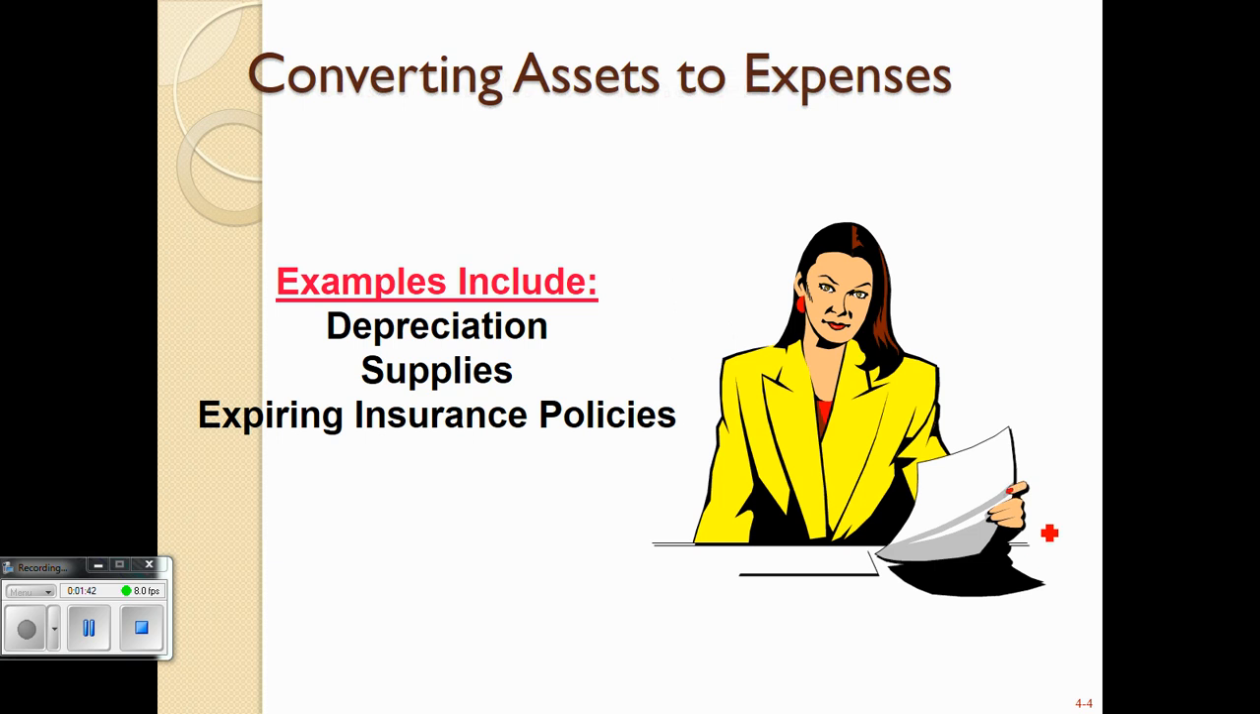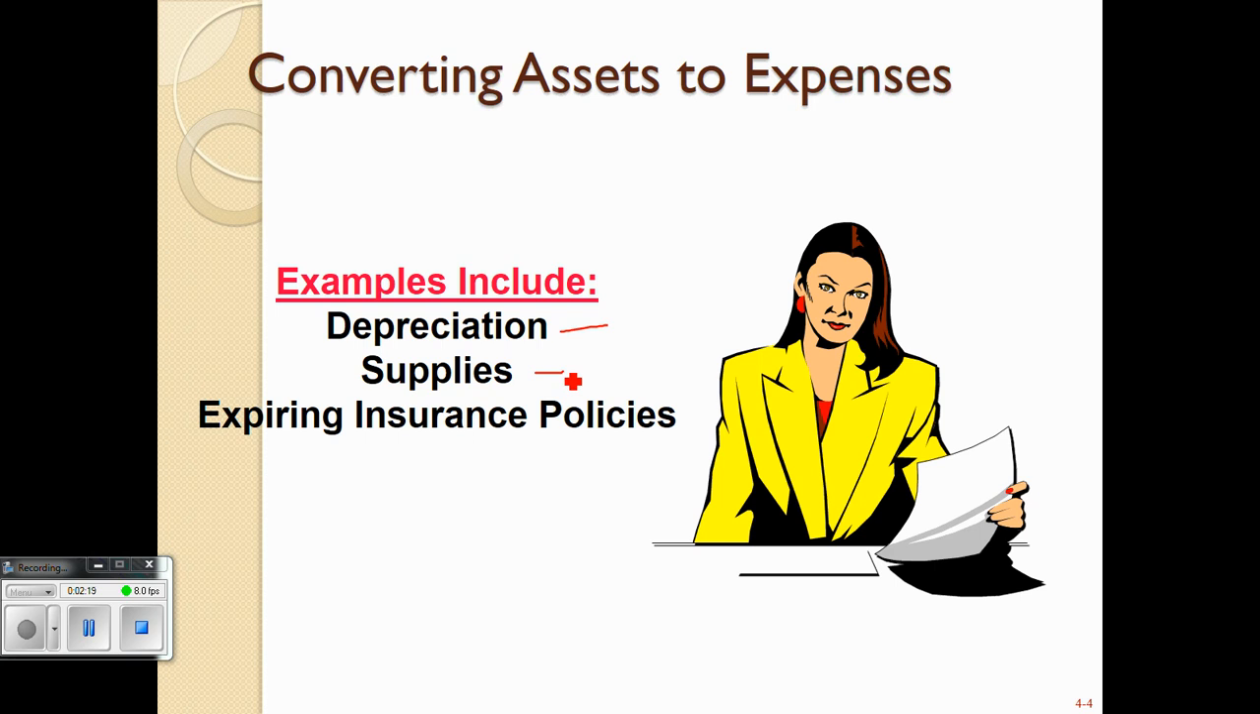So the first example of where we use adjusting entries is to convert an asset to an expense. The ones where it gets included are depreciation. What happens with depreciation is we buy a truck, and the truck for 30 grand or whatever is going to be used up over the next 5 years. So to use my very simple example, that means we're going to have to take $6,000 of that truck and convert it to an expense every year. So that's one of the spots where this is done.